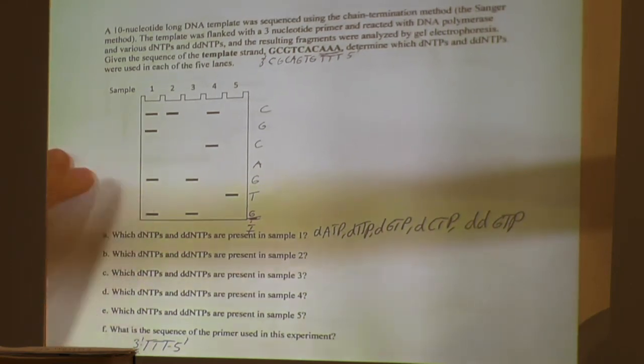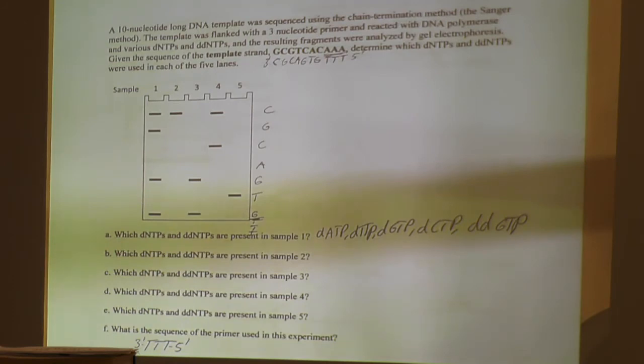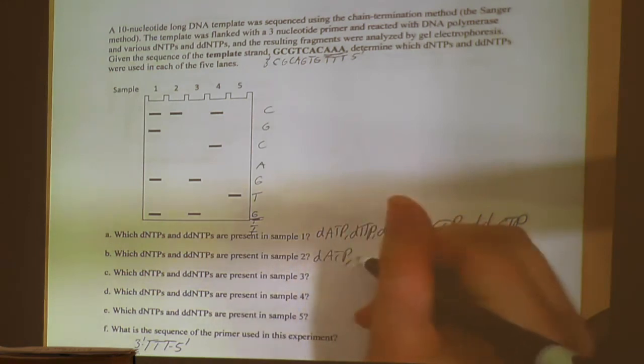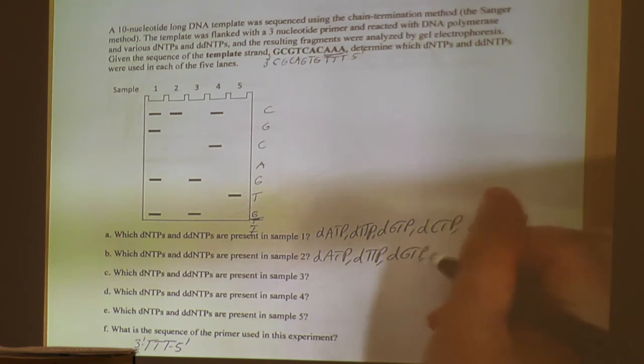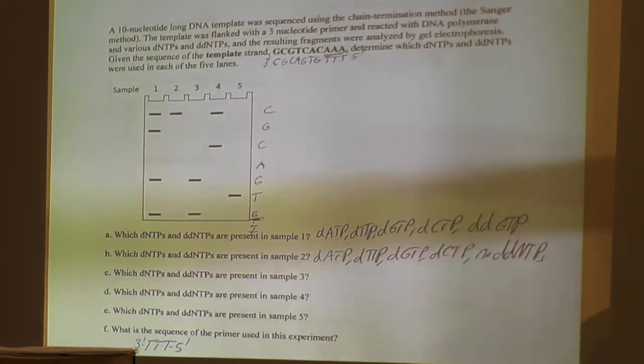So what about in sample 2? So does it have all of its dNTPs? Okay. Does it have any ddNTPs? No. Okay, awesome. So this has dATP, dTTP, dGTP, dCTP, and no ddNTPs. Okay? Everybody understand that?